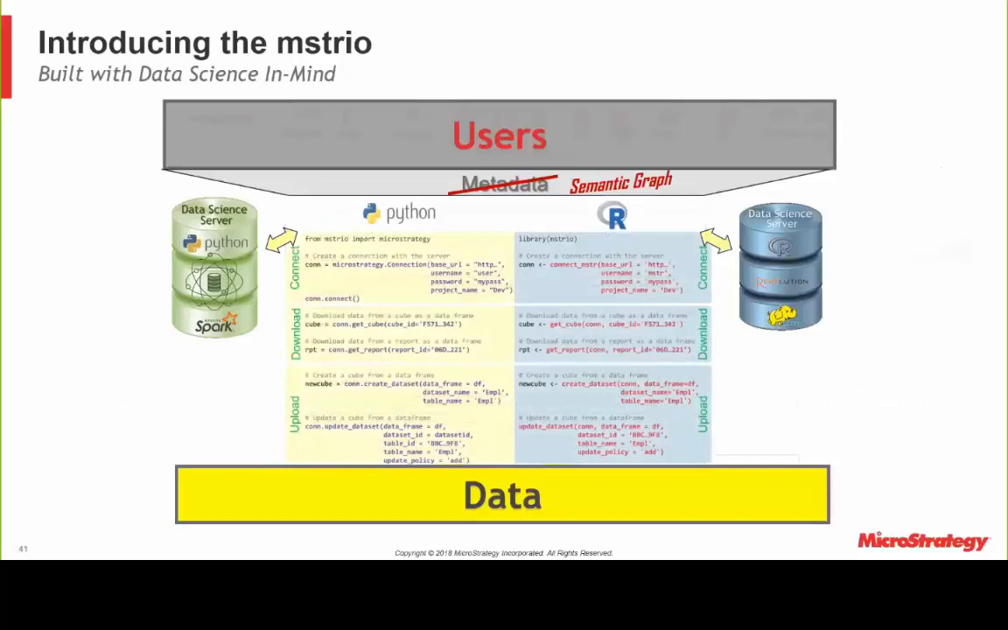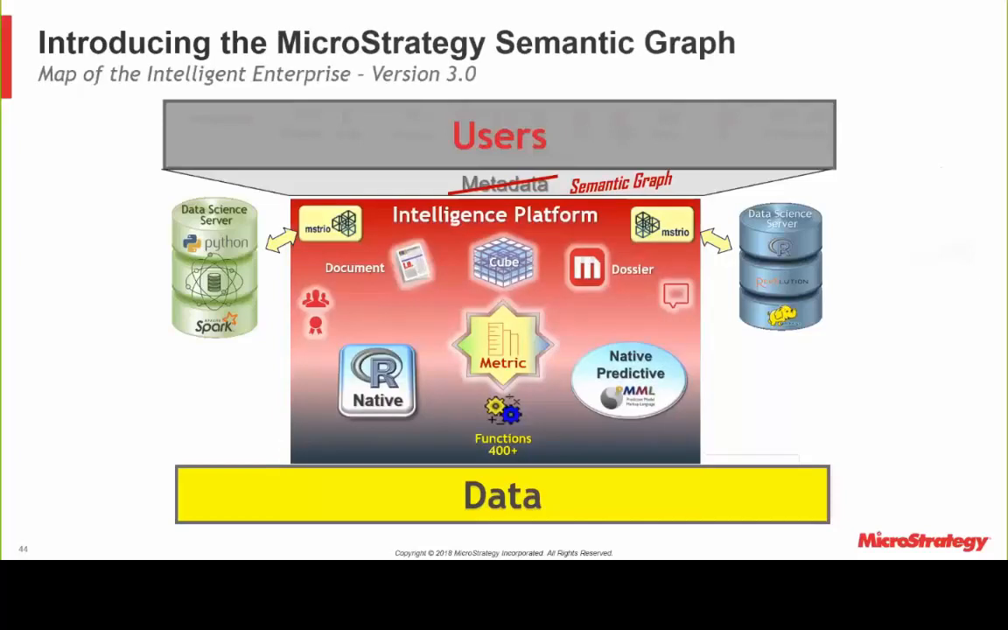mstr does just a handful of things that you would need to do to access data in MicroStrategy. You can connect to a MicroStrategy project securely. You can download a cube or a data set, also known as a dataset, or a report. You can upload a cube or report to MicroStrategy. There's also a fourth command that closes the connection, not shown here. And so the very cool thing about mstr is it allows you to access the entire environment from a data science world and bring all the power of MicroStrategy metadata and our semantic graph to the data science community.